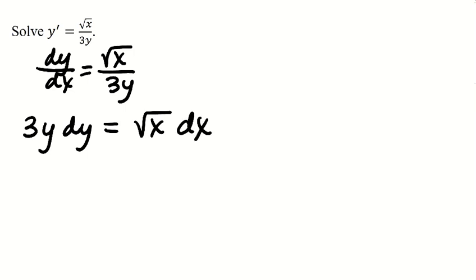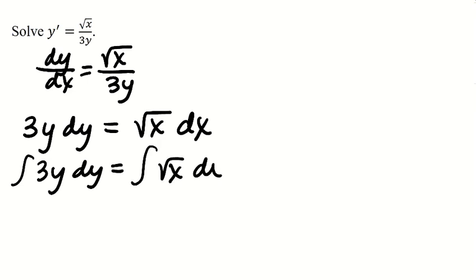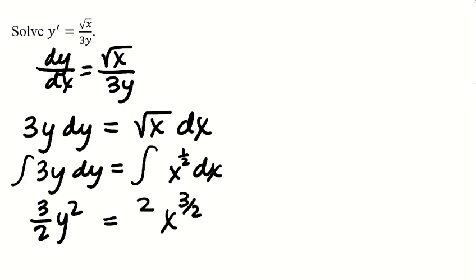And then I'm going to take the antiderivative of both sides. So antiderivative of 3y dy is equal to the antiderivative of square root x dx. Well, square root x is really just x to the 1/2 power. And an antiderivative for 3y is going to be 3/2 y squared. And this will be x to the 3/2, then we're dividing by 3/2, which is like multiplying by 2/3, plus c.